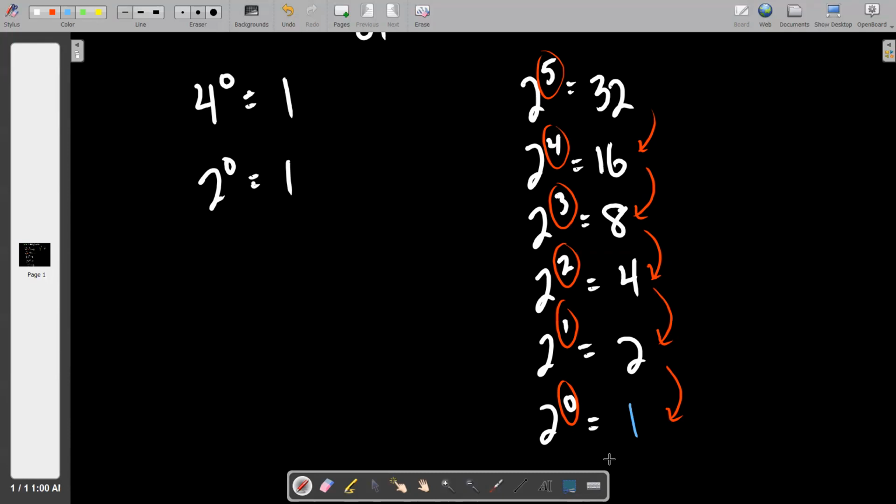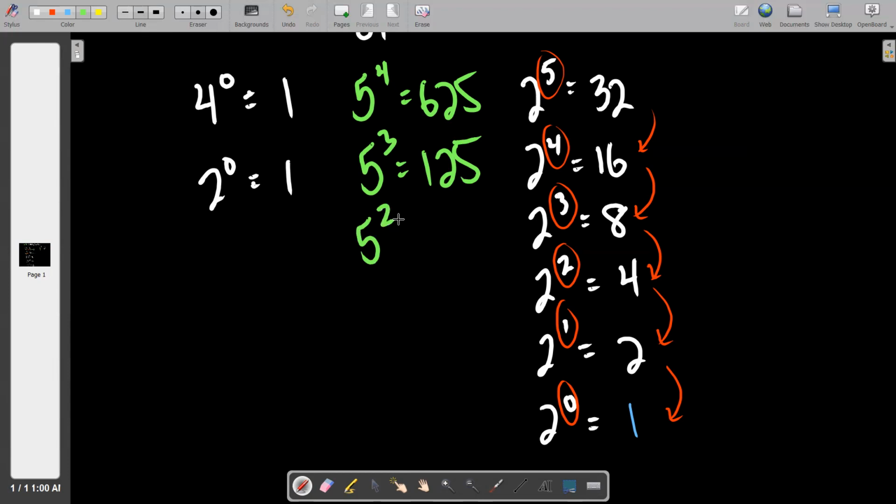You can do that for any number. If anyone ever asks you, hey, could you explain how it is that anything to the power of 0 is 1? This would work for 5s also. Let me switch colors here and show you. What's 5 to the 4th? That's 625. What's 5 to the 3rd? That's 125. What's 5 squared?